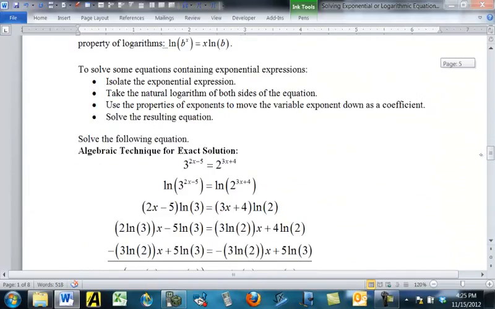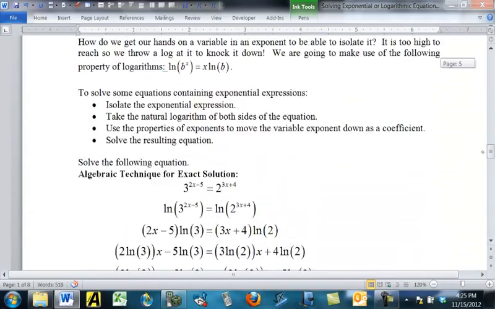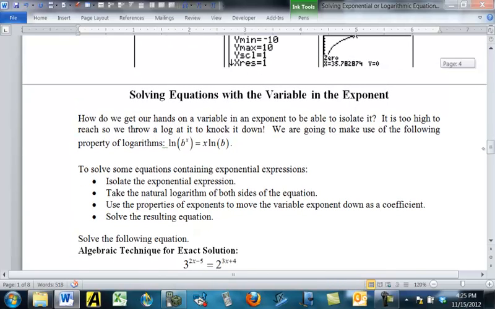Alright, how about this one here? Look at how we can solve this. Here we have an exponential. Okay, well what's the problem? The x is up too high, we can't reach it. We need to knock it down. How can you knock it down? Well, throw a log at it. Just throw a log at it, knock it down.